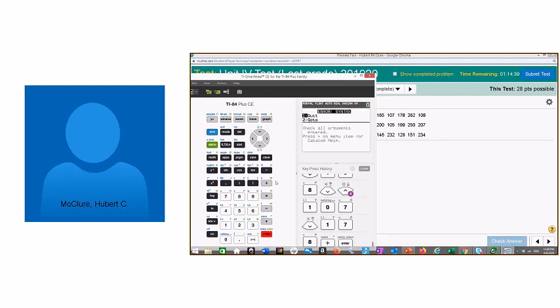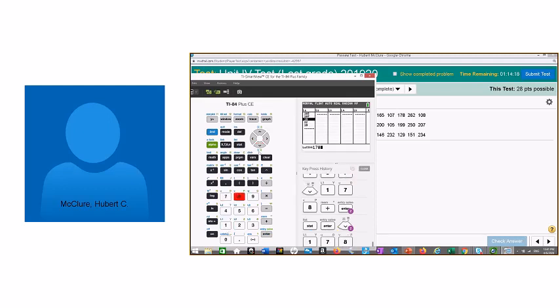Oh my Lord. Typing in with a mouse is about aggravating. All right, let me try it again. 107, 178, 262.